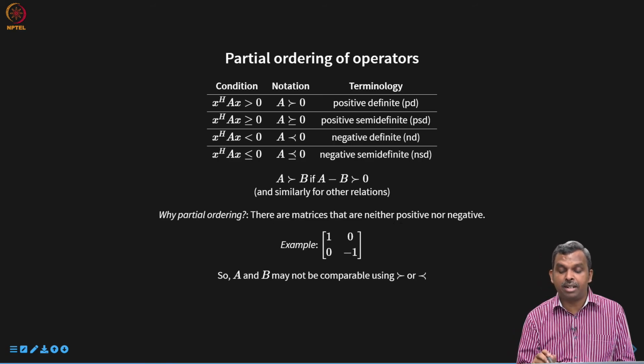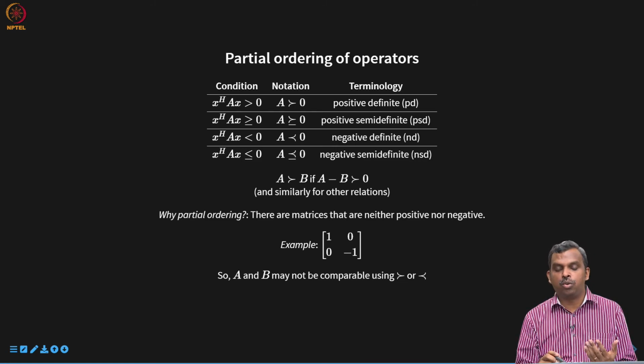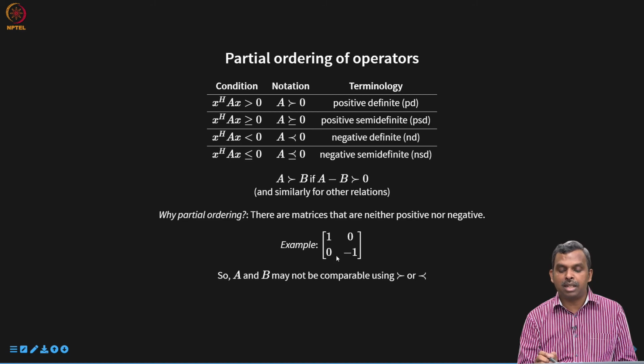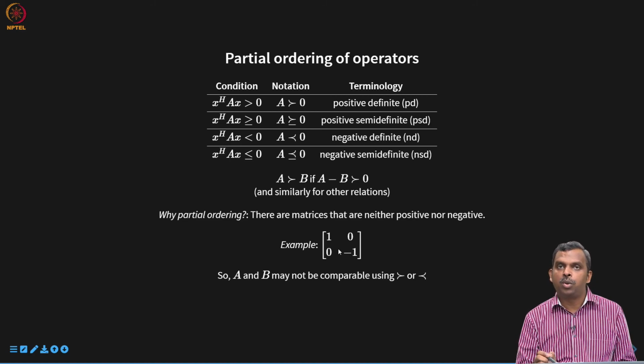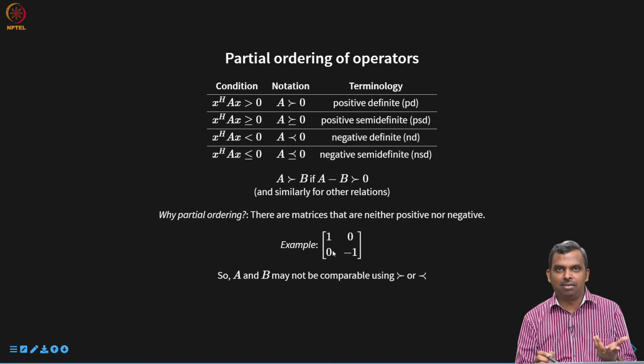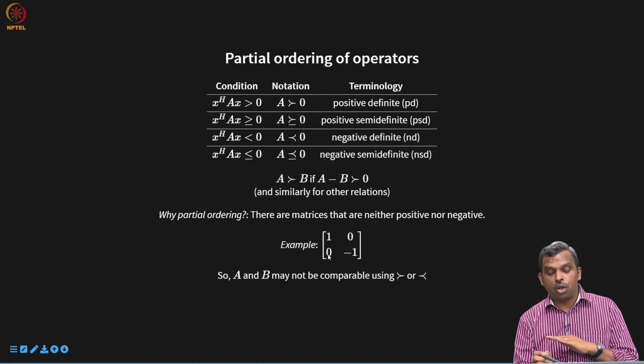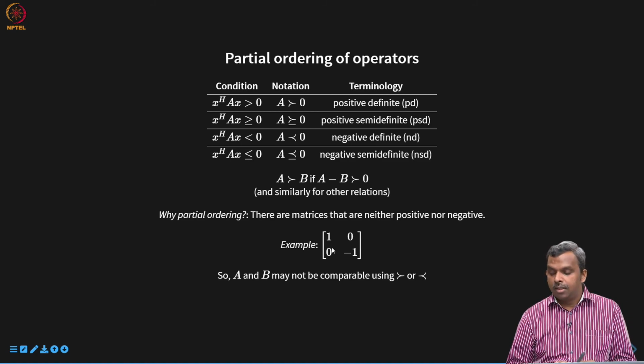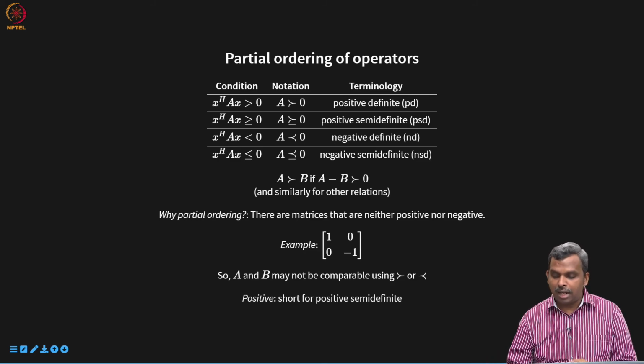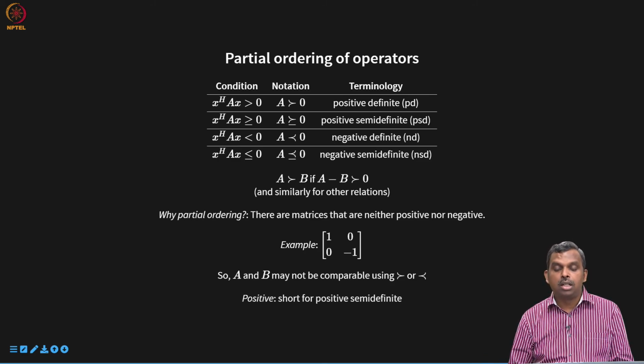So for instance, there are matrices that are neither positive nor negative. For instance, the matrix with rows (1, 0) and (0, minus 1) is neither greater than 0 nor less than 0. So if your A minus B becomes something like this, then you cannot say A is greater than B or B is greater than A. So there can be two matrices which are not even comparable using this positive definiteness or negative definiteness ordering. Okay, so it may happen. Such kind of things are called partial orderings. Hopefully that gives you a picture. For our definitions, positive is short for positive semi-definite.